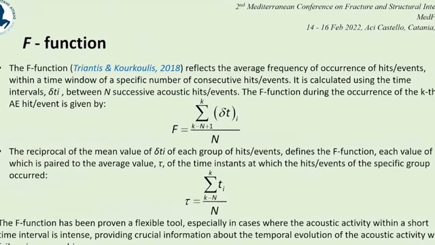And I will now talk a little bit about the F function. The F function actually represents the average frequency of occurrence of acoustic emission hits or events. In our case, we will use the acoustic emission hits. Each value of the F function is reflected to an average time, which will be symbolized with a Greek tau, as you can see over there.